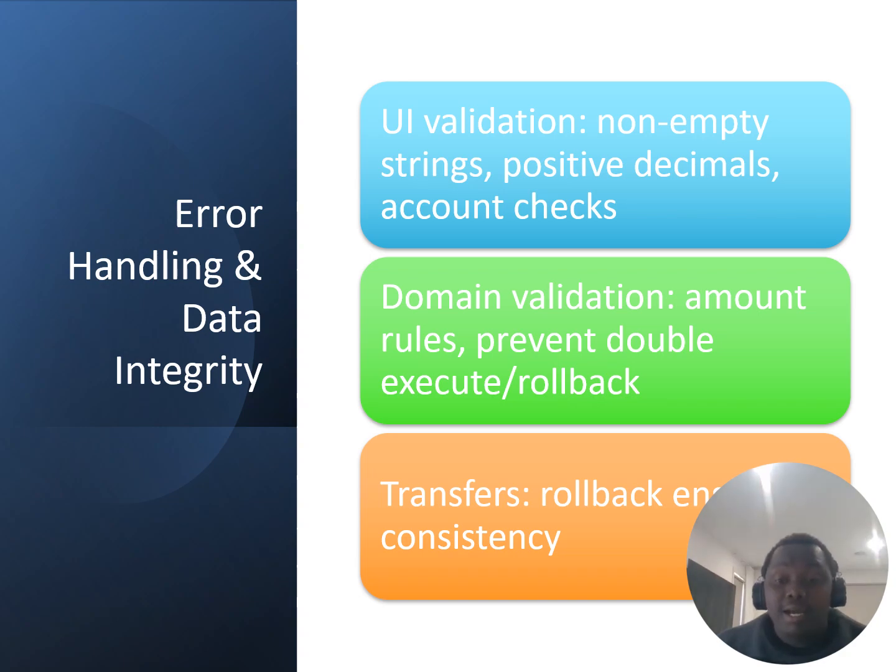Now, let us see how the bank application program handles errors and maintains data integrity. The app validates user inputs, whereby deposits must be positive, withdrawals cannot exceed the account balance, and at the same time, transfers must be between different accounts. Inside the domain classes, rollback prevents inconsistent states. For example, if the transfer deposit fails, the withdrawal is rolled back.